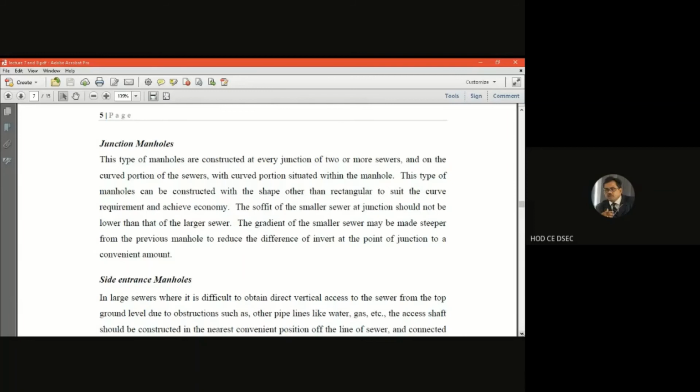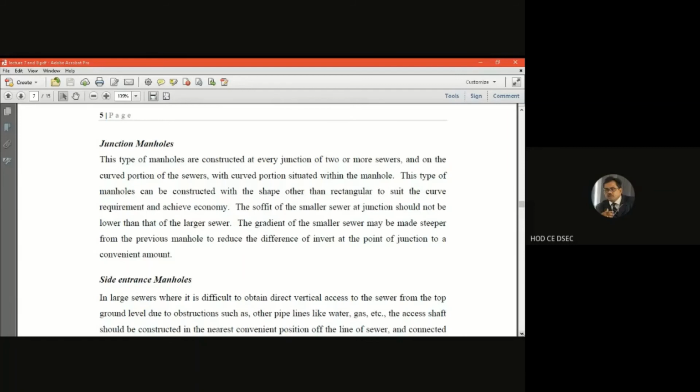A number of sewers emerge from one sewer. So this is called a junction, and here a junction manhole has to be provided. Suppose one of the junctions has a bend. That means a junction is formed where the sewer changes its path, that means it turns or bends.